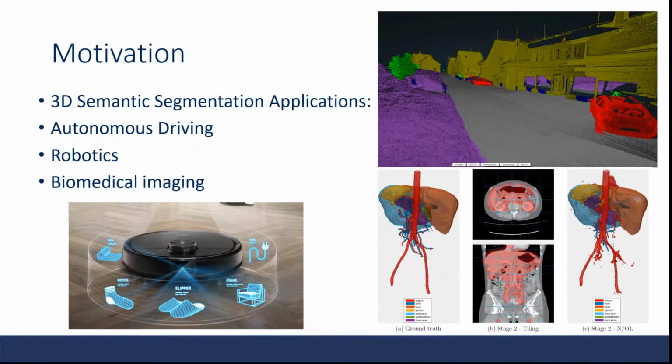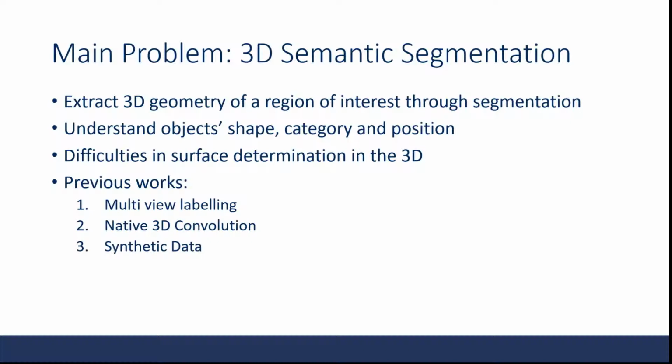In autonomous driving, robotics, or biomedical imaging, we are often interested in surrounding objects' different locations and shapes. The main problem in 3D semantic segmentation is to extract the 3D geometry for a region of interest through segmentation. We need to understand the object's shape, category, and position. There are challenges in surface determination in 3D.